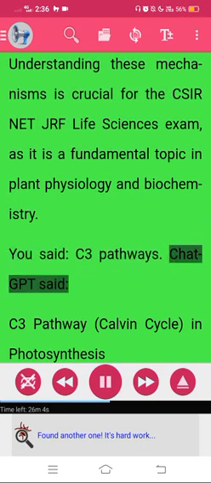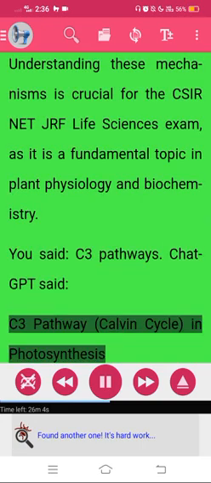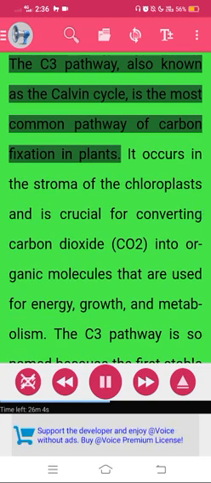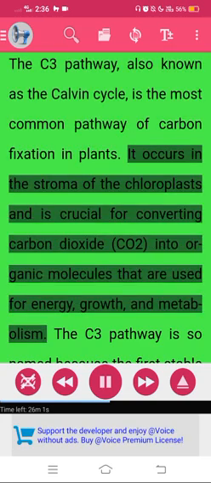C3 pathway, Calvin cycle in photosynthesis. The C3 pathway, also known as the Calvin cycle, is the most common pathway of carbon fixation in plants. It occurs in the stroma of the chloroplast and is crucial for converting carbon dioxide (CO2) into organic molecules that are used for energy, growth, and metabolism.